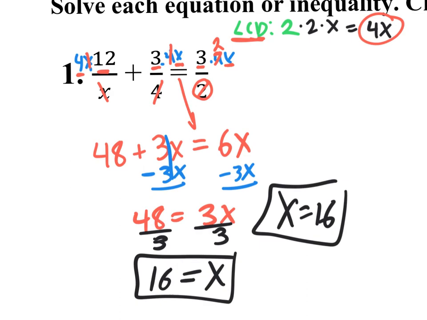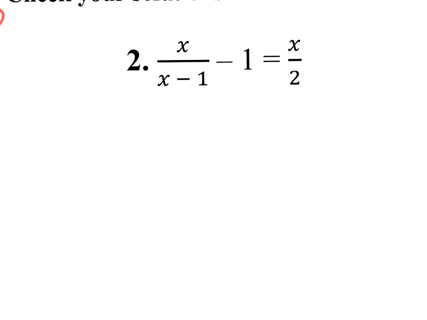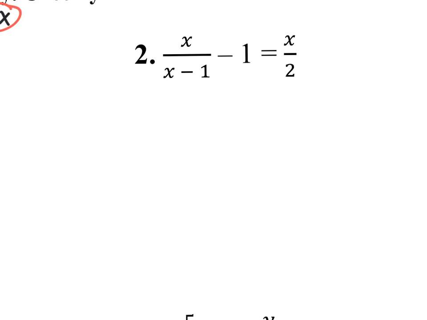The next problem we're supposed to do on our homework is number 2. So let's take a look at number 2. Since we did the LCD on the first one, let's not do an LCD on this one. Let's just get rid of one fraction at a time, all right? So let's get rid of the fraction that has a divided by the binomial x minus 1.